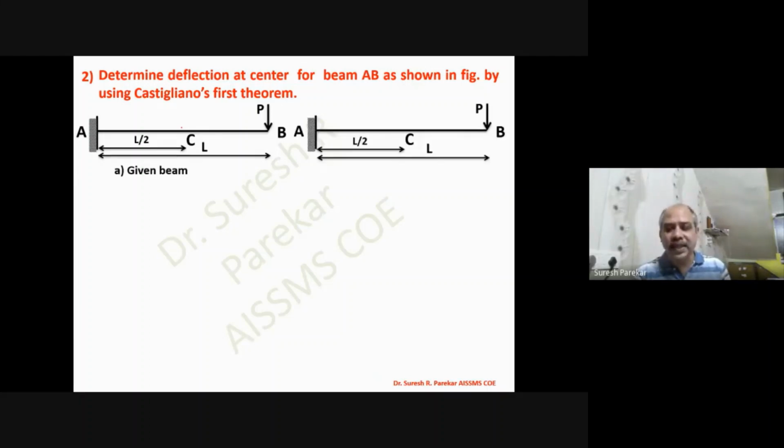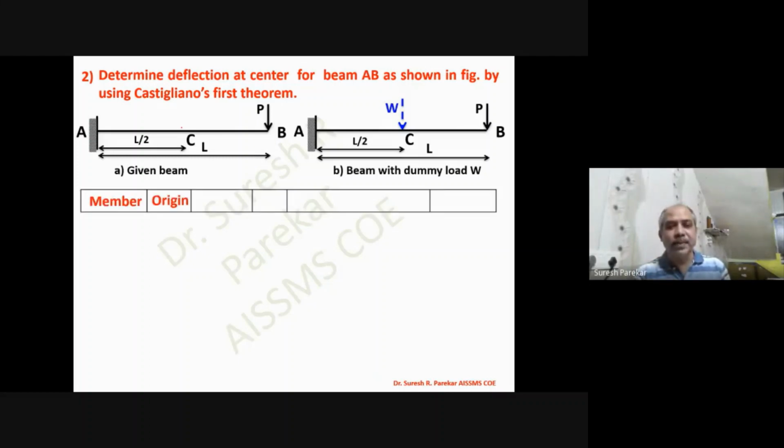So you can see this diagram, and here we have the beam with dummy load W. So I have considered the dummy load at C. And then we are going to prepare the table in the same fashion, but here we have dU by dW, not dU by dP. So you can see this member, origin, limit, EI, M, and here dM by dW. And now we will write the equations.